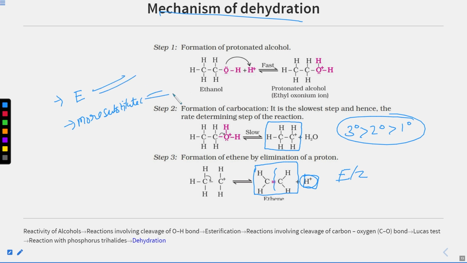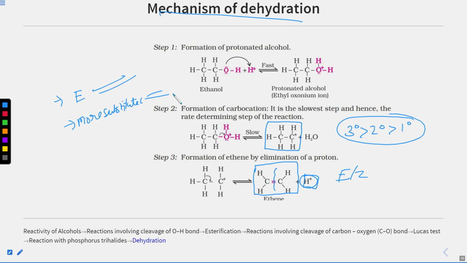So this is an additive point for your dehydration because just predicting the reactivity series of different alcohols is not enough. You have to worry about the product also. You have to worry about the product configuration as well as the product regiochemistry. Regio means since two products are possible, which of these will be formed in excess? The more substituted one and the trans one will be formed in excess amount.